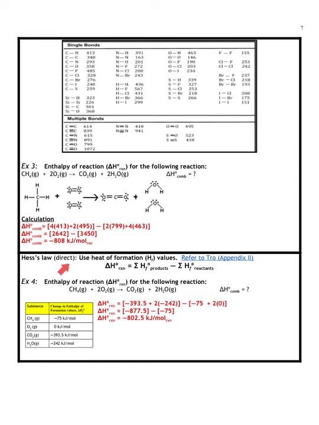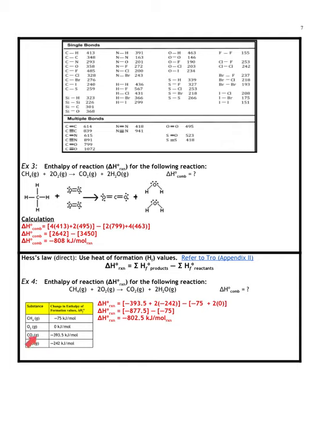Now I go to the next method. The next method is Hess's law, the direct way, using heat of formation values, which means I'm going to have to look up these values. And when I do look up these values, this is what I've obtained from this reference sheet, this appendix. I see all my values for each of my substances. I'm looking up really my reactants and my products, and I just report it right here, all my reactants and products.